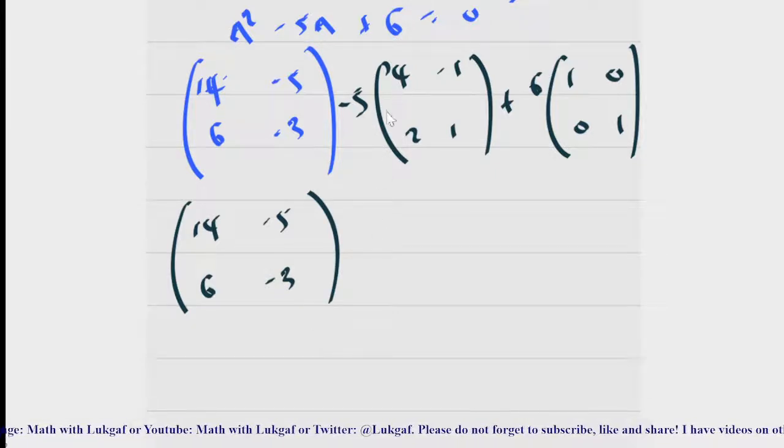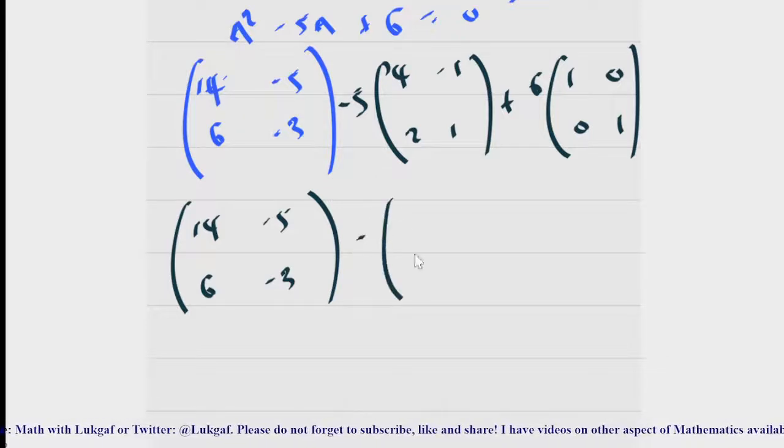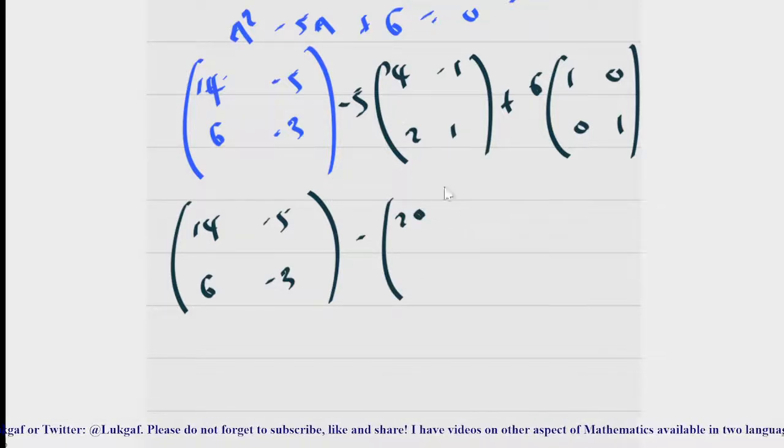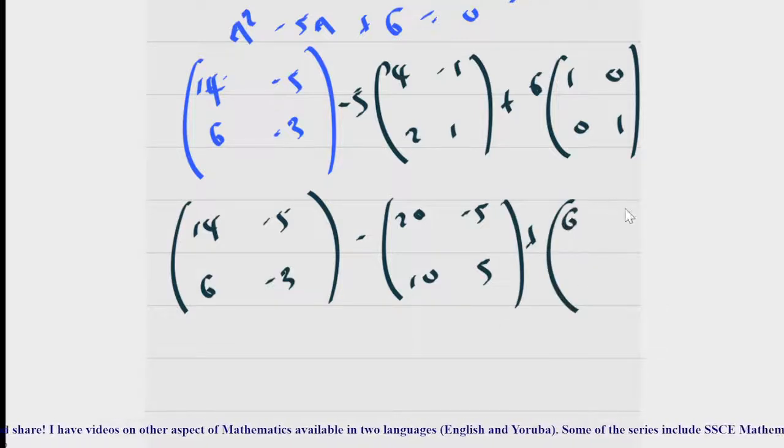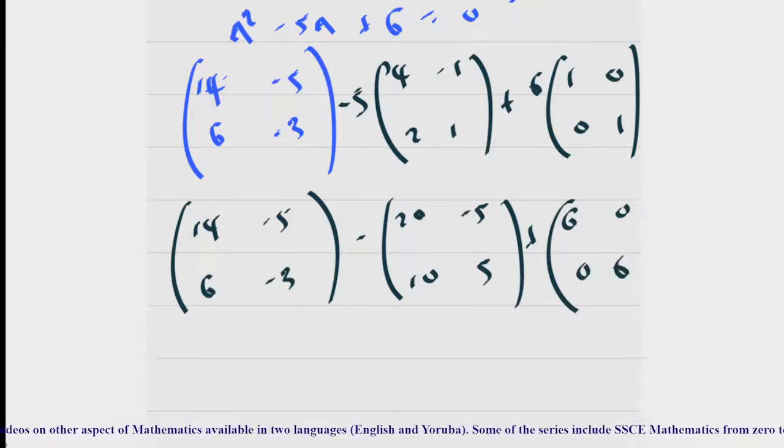Now if you continue, you have 14, minus 5, 6, minus 3. If you multiply 5 by this matrix, you understand now? Then I'm going to have minus, that is 20, minus 5, 10, 5. Then plus 6 is 6, 0, 0, 6. I hope you understand.